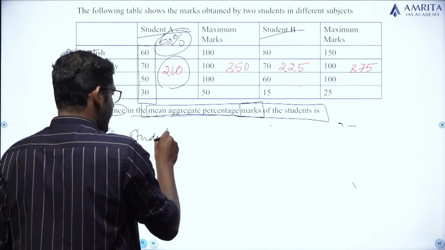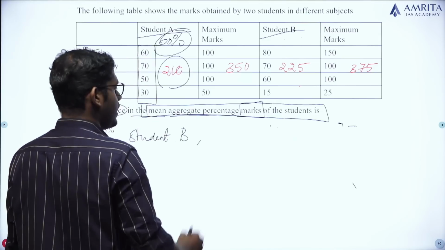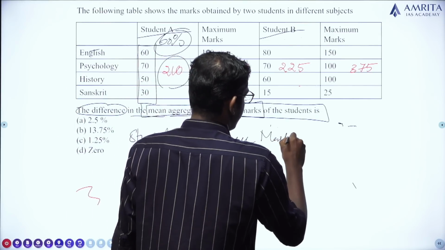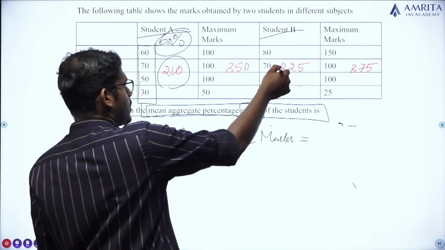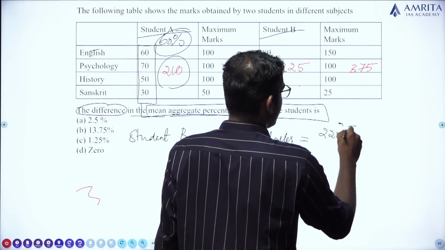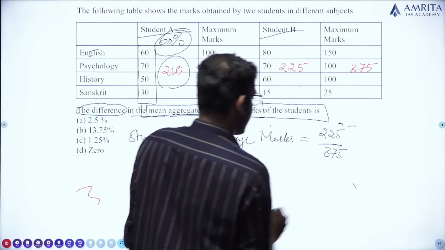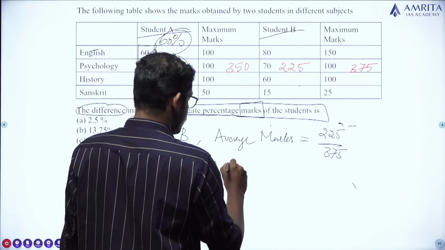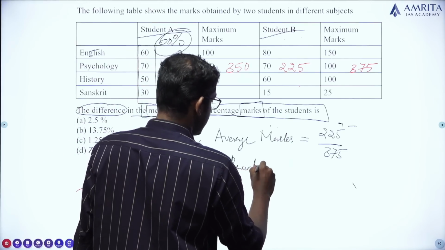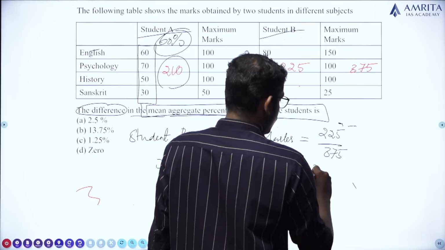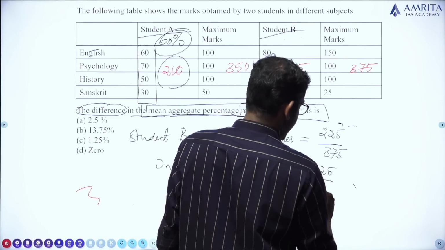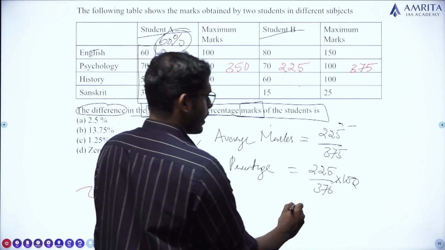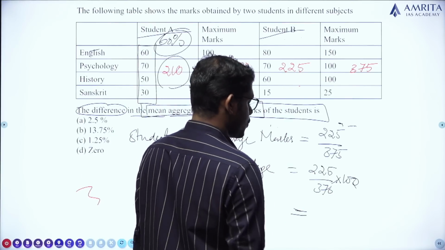For student B, the average marks is equal to, the total marks is 225 out of 375. Clear? Now we have to convert it in terms of percentage. Then 225 divided by 375 into 100. Clear? Okay, we can divide this by 25.